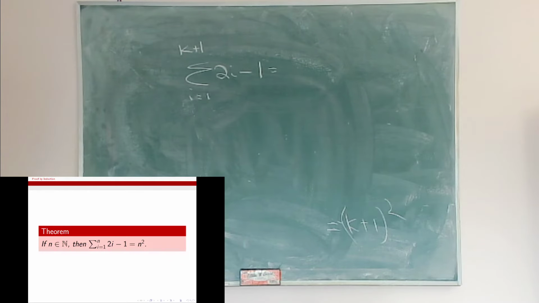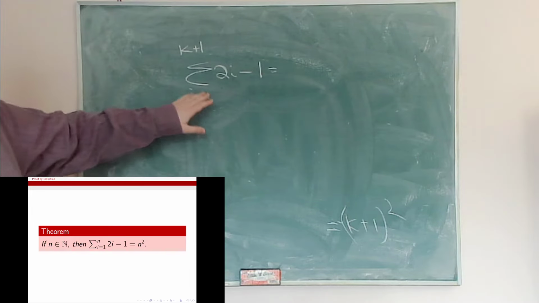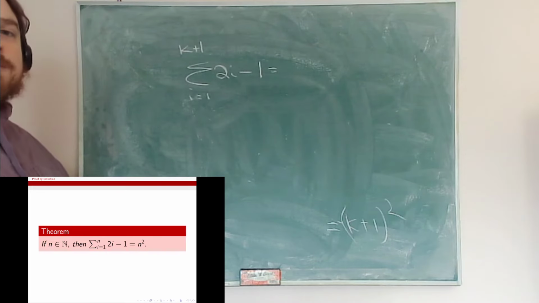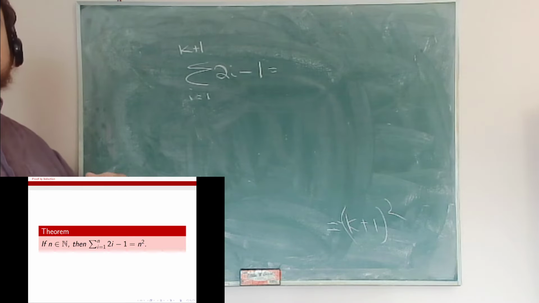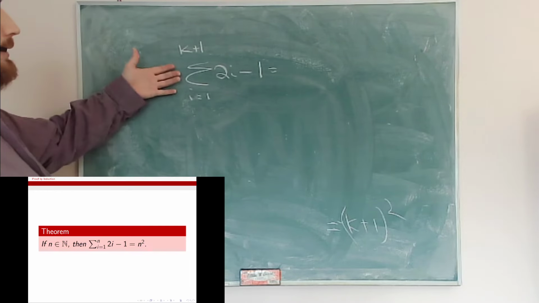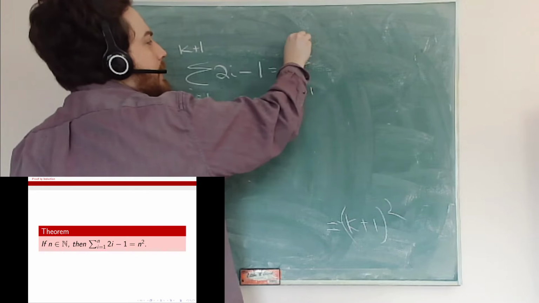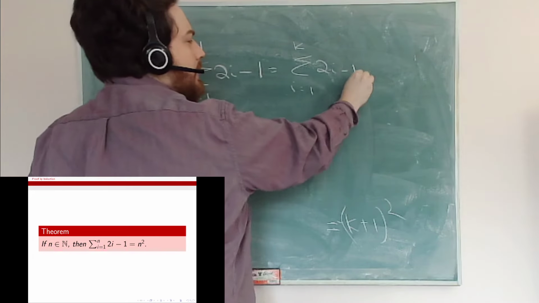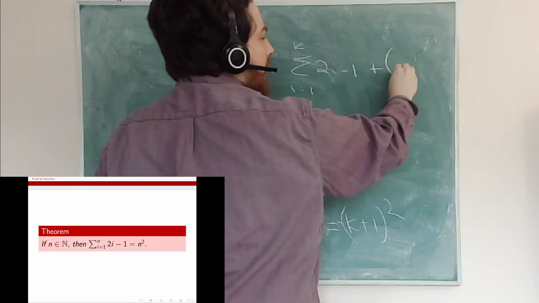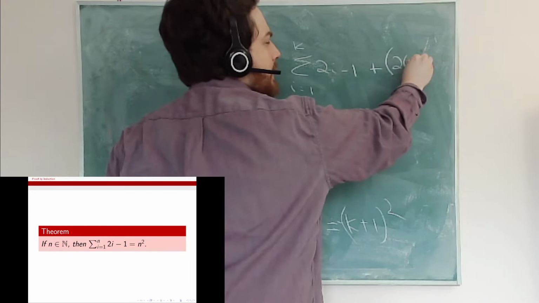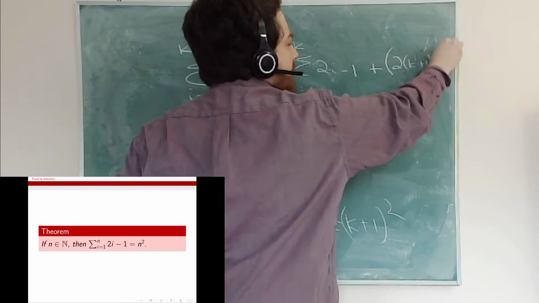Well, the first thing I'm going to realize is that I have to be able to use what I had before, that the sum from 1 to k of 2i minus 1 was k squared. And so with sums, an induction proof actually lends itself very well, because this is just the sum from i equals 1 to k of 2i minus 1 plus, and then I can plug in the k plus 1 term, so I get 2 times k plus 1 minus 1.